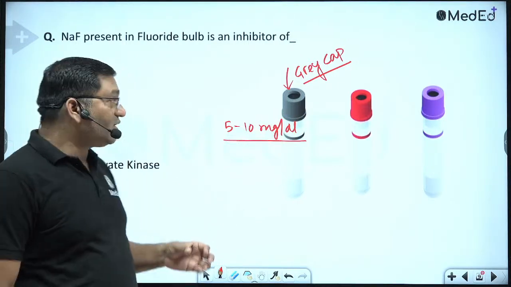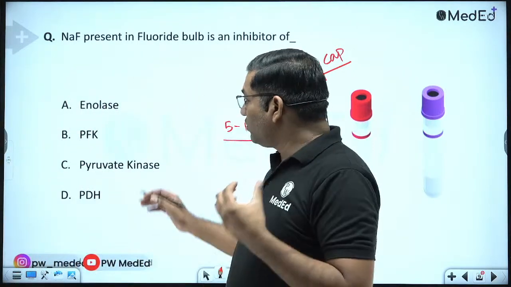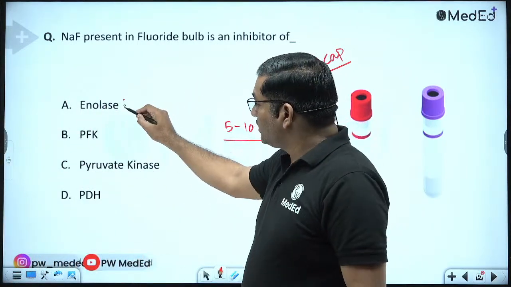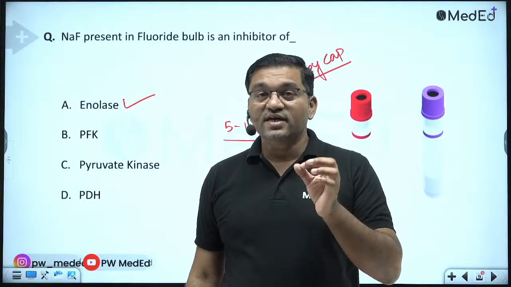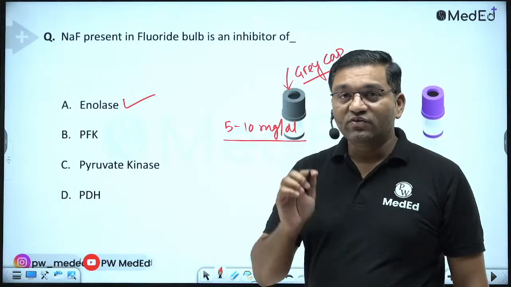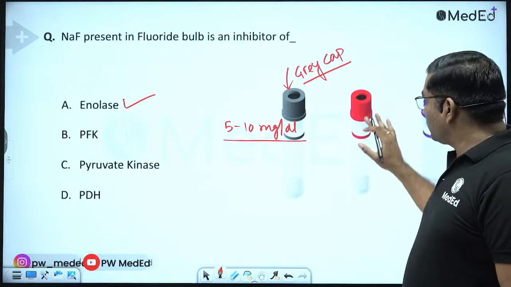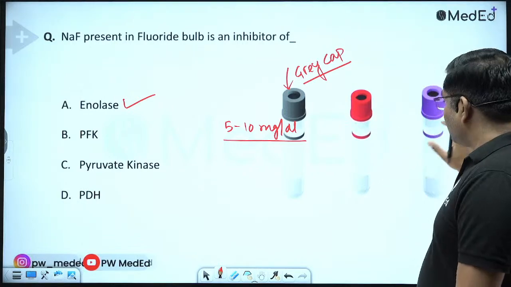Fluoride ions inhibit the enzyme enolase of glycolysis, by non-competitive irreversible inhibition. So this is the fluoride bulb. This is the plain tube which is used for the serum, and this is the EDTA bulb.